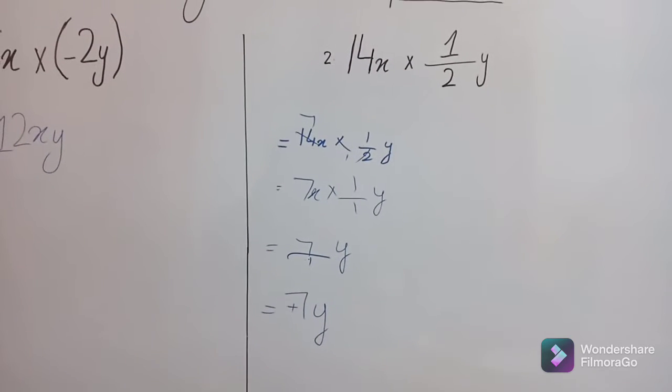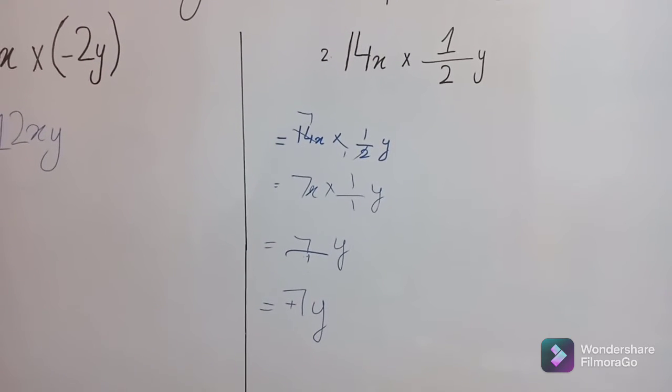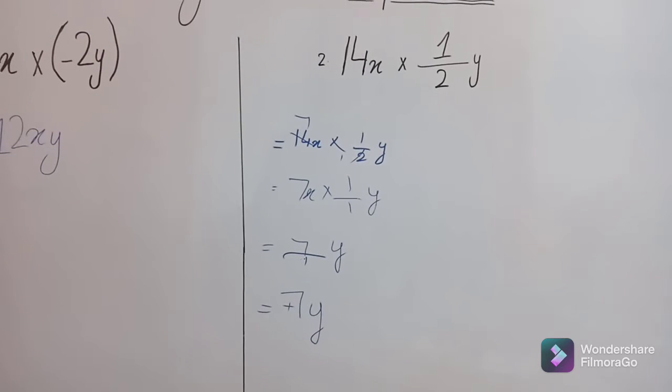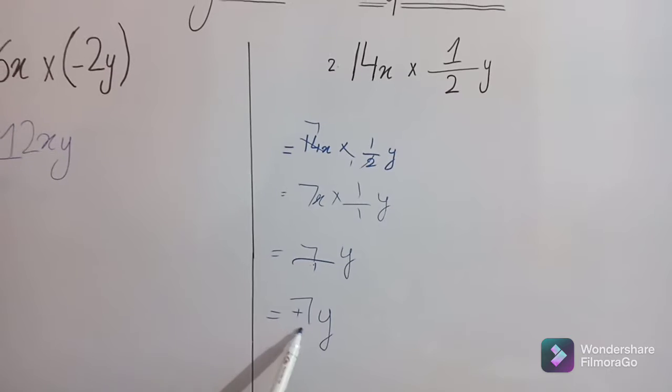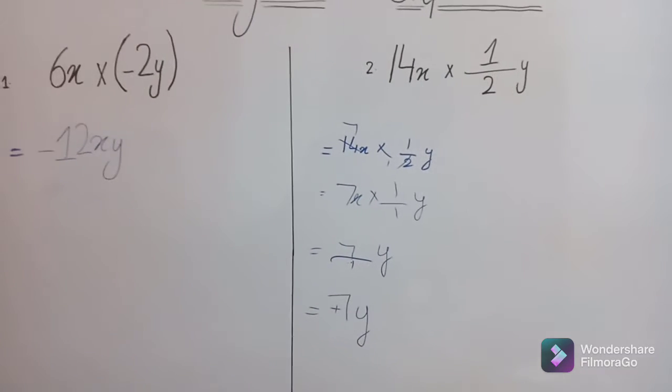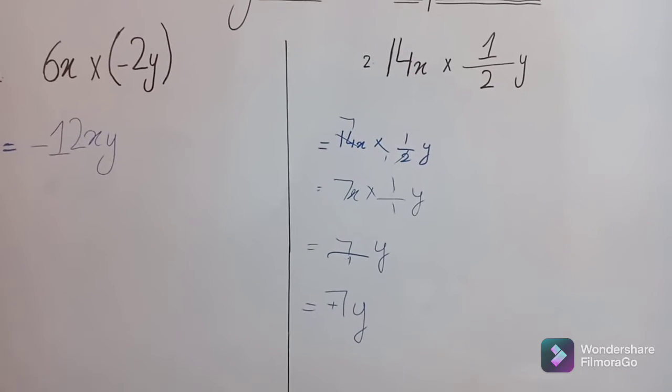These are very simple. All we have to do is multiply, and we're going to change the signs of those values. Like here it is plus and here it's minus. So now come over to the next question.